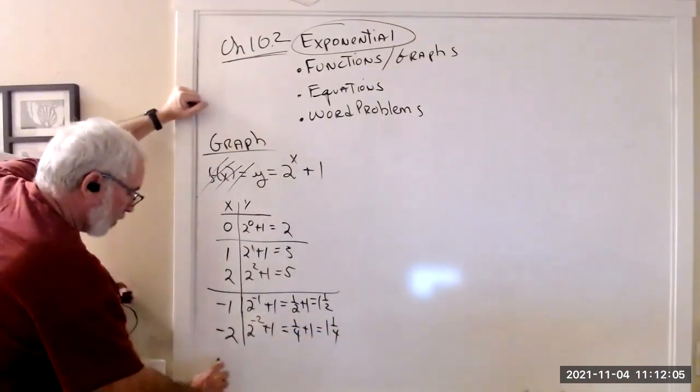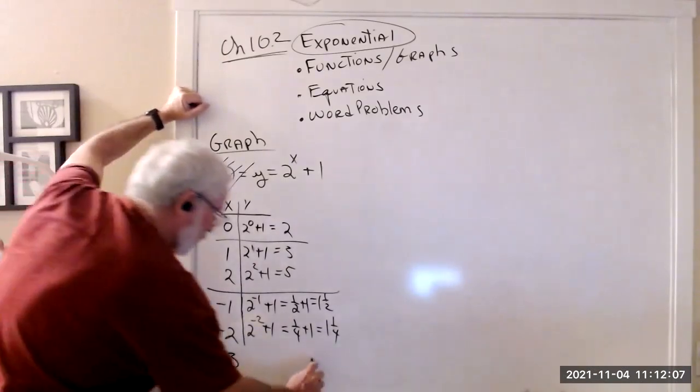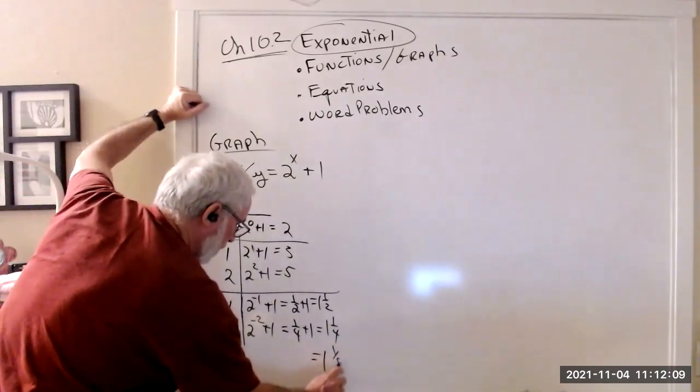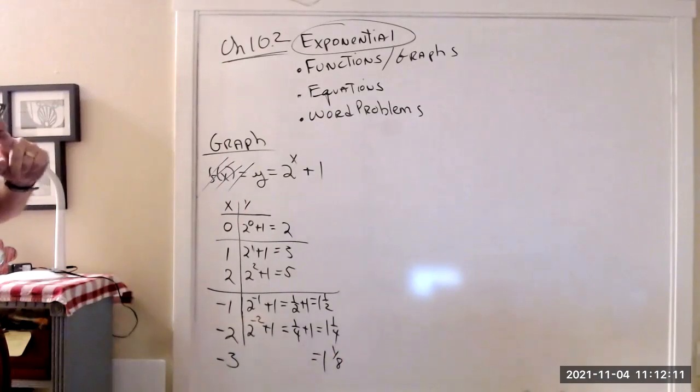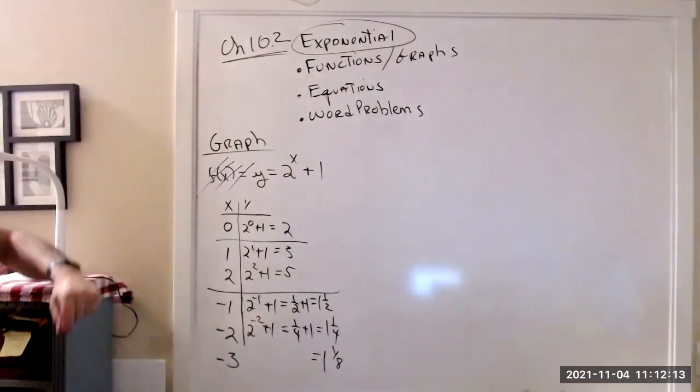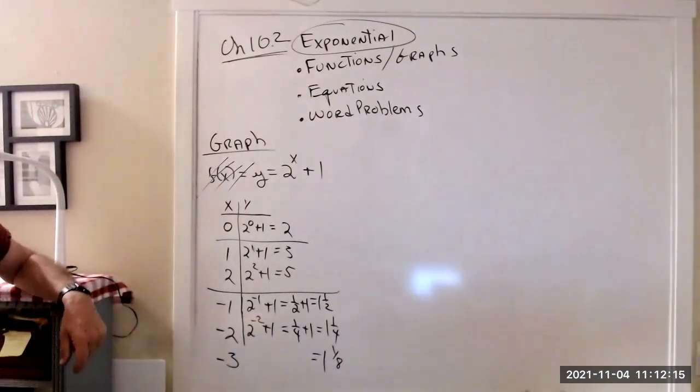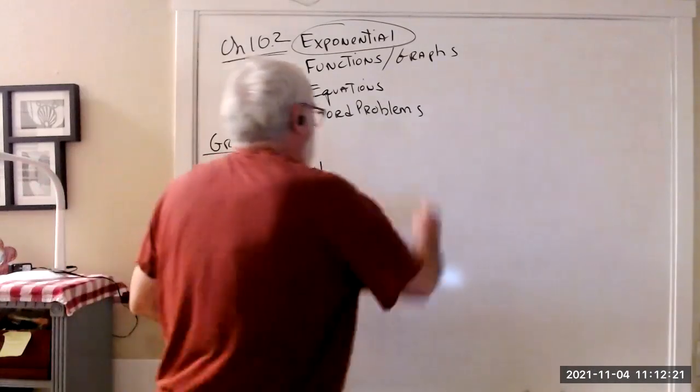And I'm going to go one more, 2 to the negative 3. Just trust me, it's 1 1/8. As you guys know, I never make mistakes, so you know that I'm correct there when I say 2 to the negative 3 is 1 1/8.